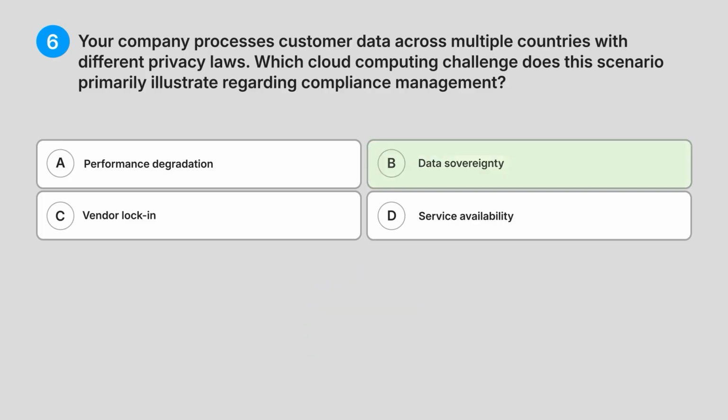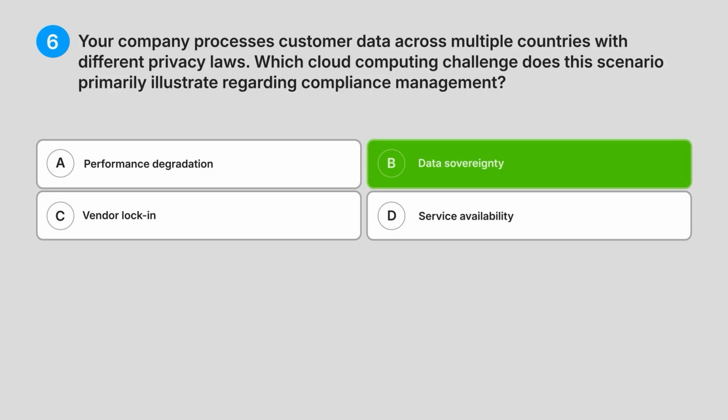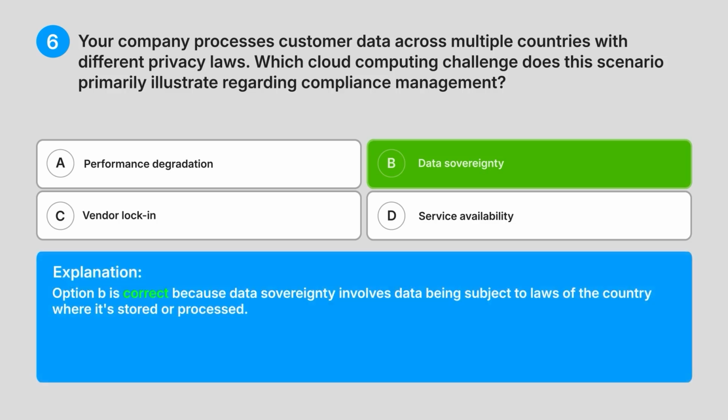Correct answer, B. Data sovereignty. Explanation: option B is correct, because data sovereignty involves data being subject to laws of the country where it's stored or processed.